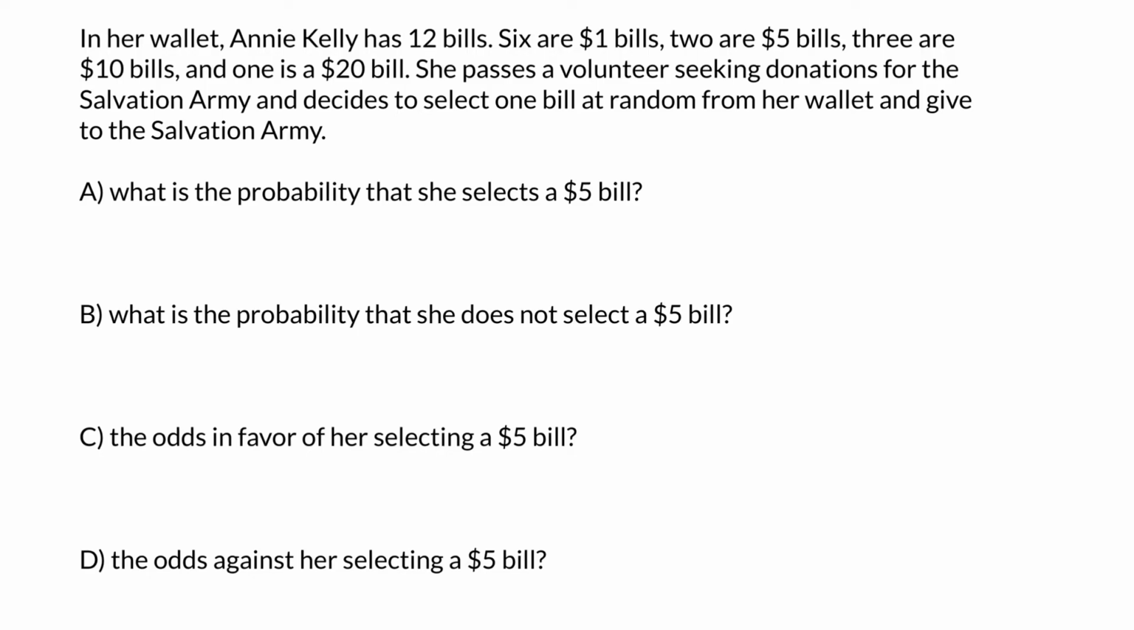What is the probability that she selects a $5 bill? Well, she has 2 $5 bills, and she has a total of 12 bills. So the probability would just be 2 over 12, which simplifies down to 1 over 6. So she has 1 over 6 probability. What is the probability that she does not select a $5 bill? Well, if there were 2 that were $5 bills, then the total that are not $5 bills is 10 out of 12. And so that would be 5 over 6.